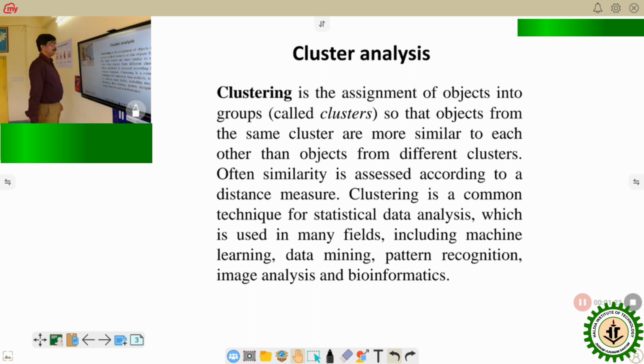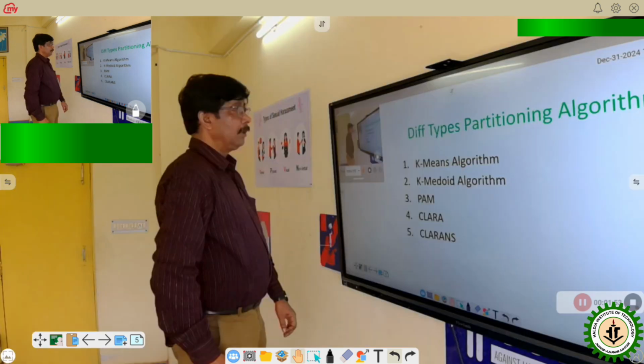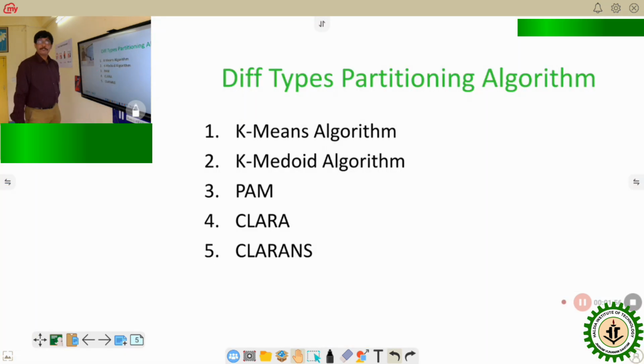Now we have to go through what the different techniques of clustering are. There are three categories of clustering algorithms. Number one is the partitioning algorithms. Number two is the hierarchical clustering algorithms. And number three, clustering algorithms of categorical data. Today we will discuss two methods of the partitioning algorithms. These are the different types of partitioning algorithms of clustering.